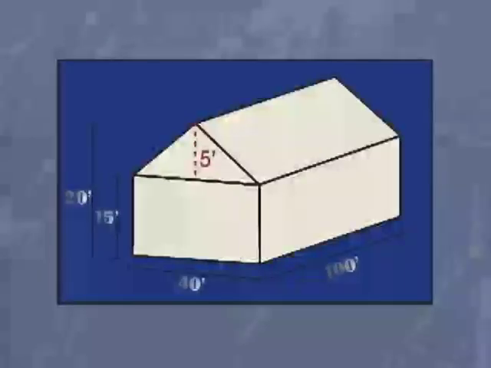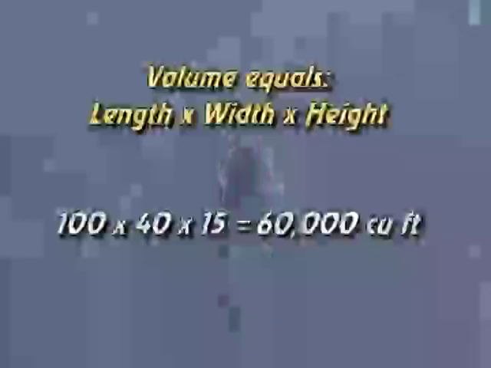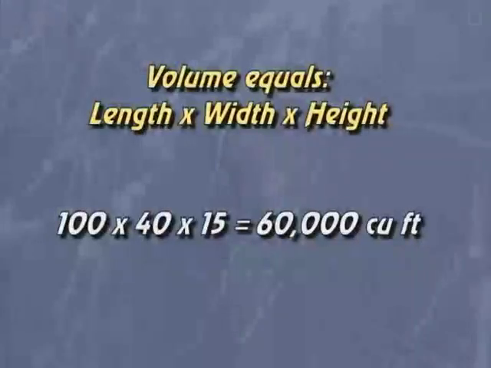Figuring the volume for the four walls is simple. It goes length times width times height. So that would be the length, 100, times 40, times 15. We would end up with an answer of 60,000 cubic feet.